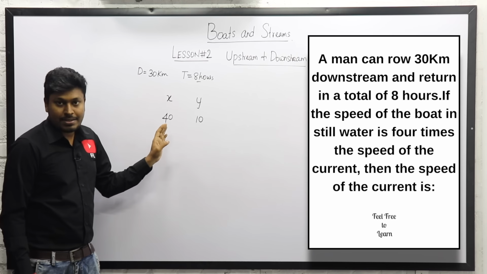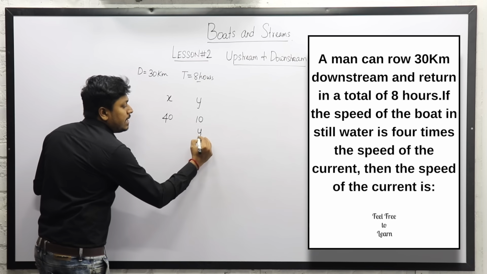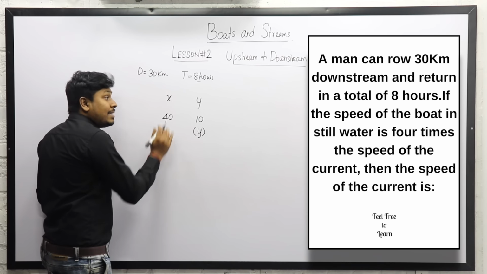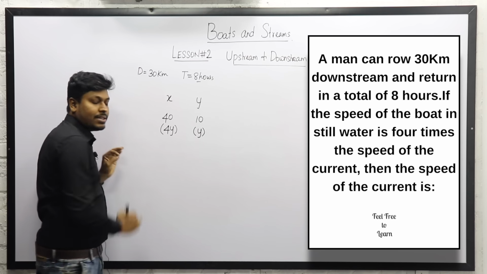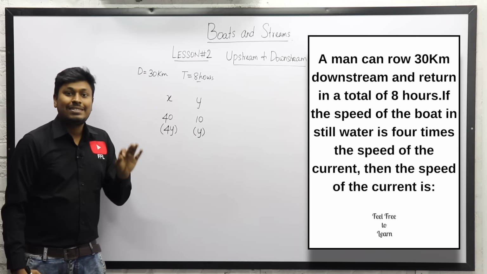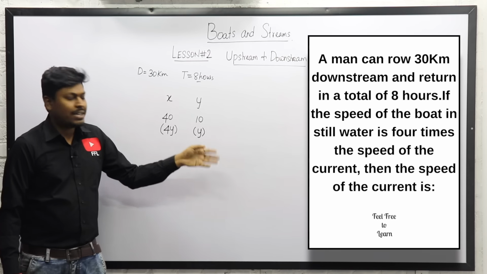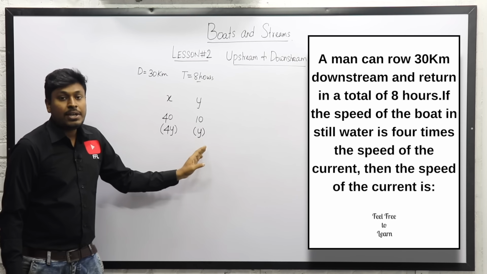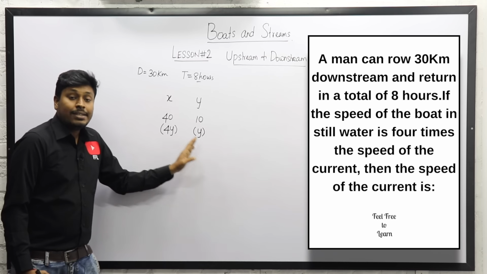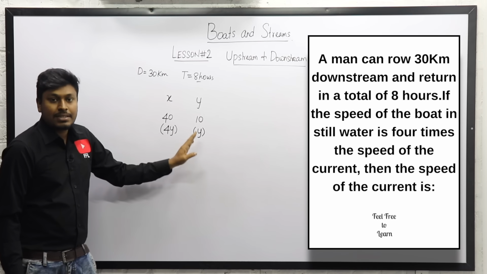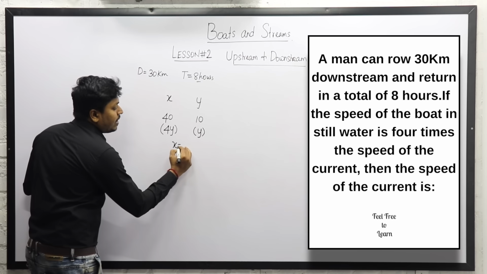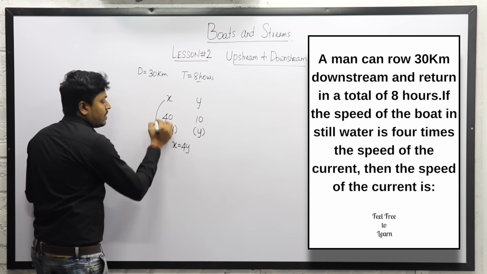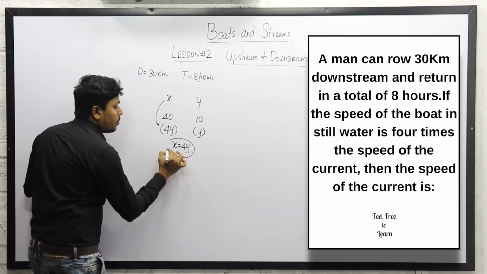We don't know both the speeds, right? If the speed of the stream is Y, then the boat speed will be 4y. Yes or no? Got this logic, right? If the speed of the stream is y, we don't know the value, let me assume this as y. Then the boat speed will be 4 times the stream speed. So 4y. So x is equal to 4y. Got it, friends? So the value of x will be 4y.